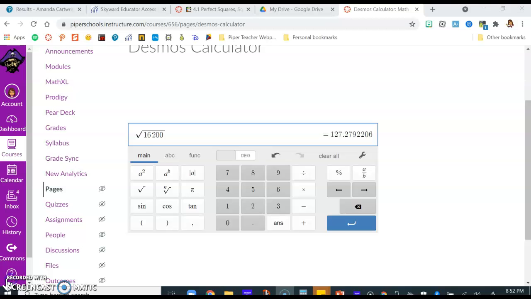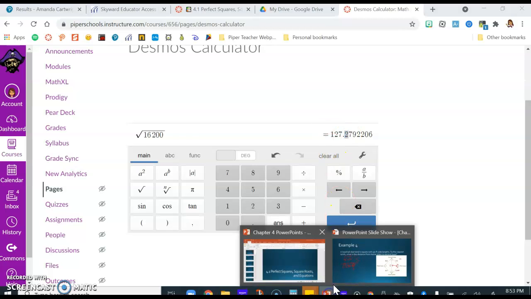And let me see what else. When I did the square root of 16,200, I end up with 127.27, and I'm going to round to the nearest tenth because that's what it says in the problem. And so this is the one I'm rounding to, so I'm going to look at the one behind it, the 7, and 5 or above, give it a shove. So 7 is above 5, so we're going to change the 2 to a 3.